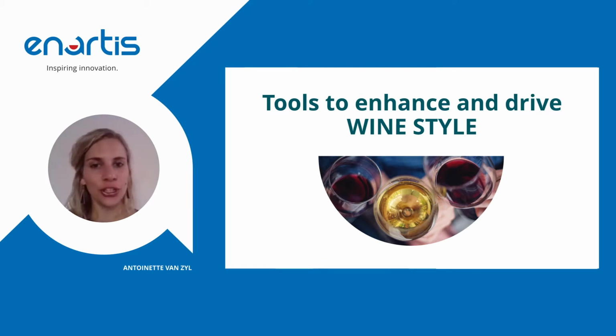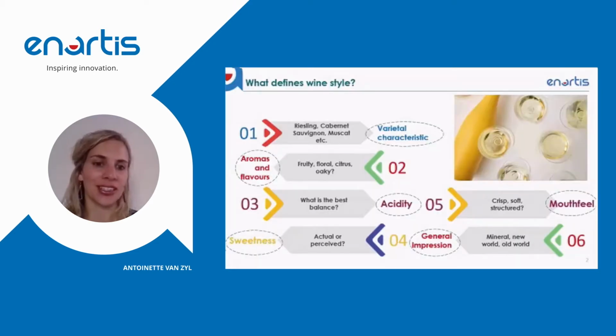So first of all, how can we define wine style? I think that's such a loaded question, way too big for one slide or even one presentation, but just a few parameters that are at play. First of all, varietal characteristic, for example, Riesling, Cabernet Sauvignon, Muscat, which is so unmistakable in the character that they bring forth. Then aromas and flavors, which are either formed during fermentation or through oak aging. Is your wine fruity, floral, citrus, oaky? And how is the acid balance?